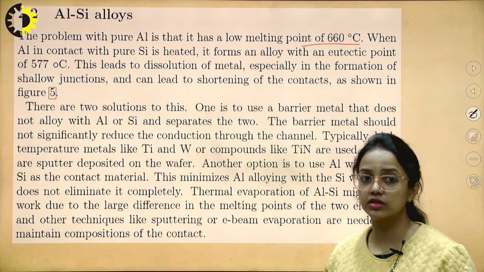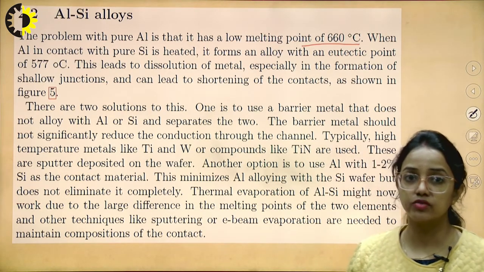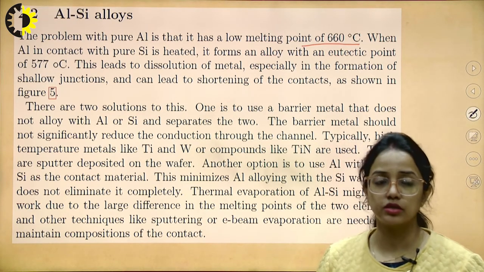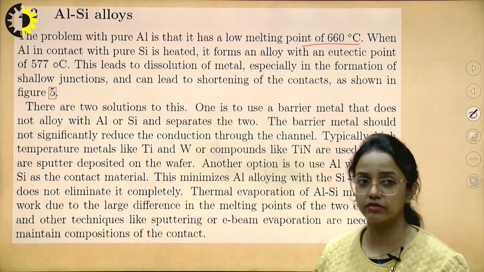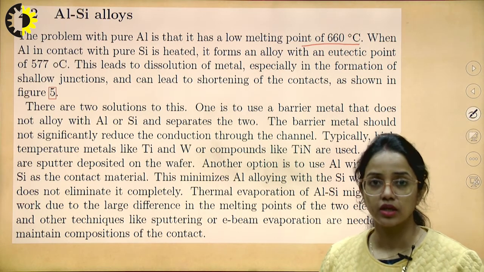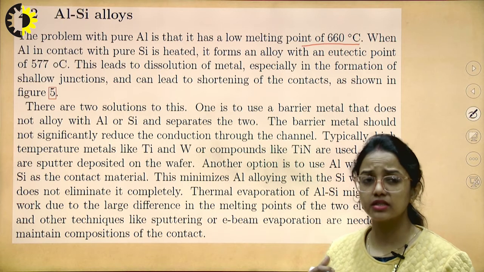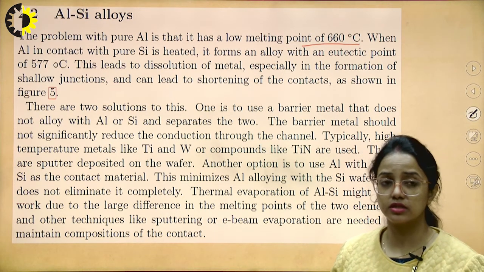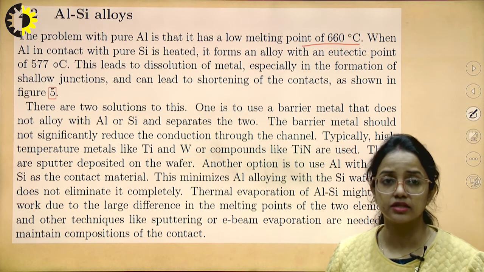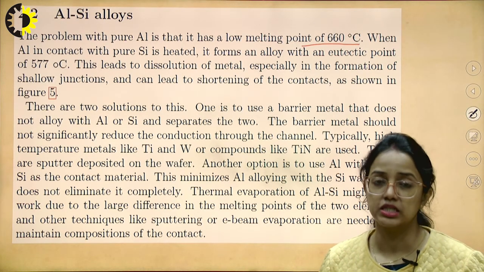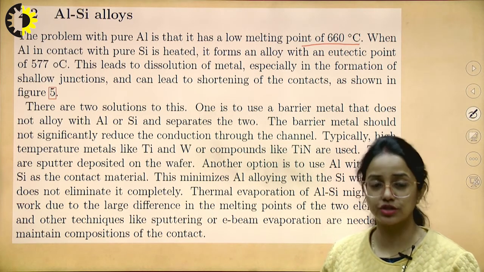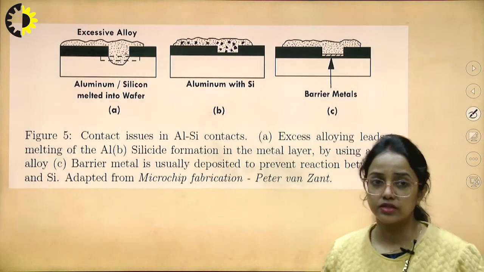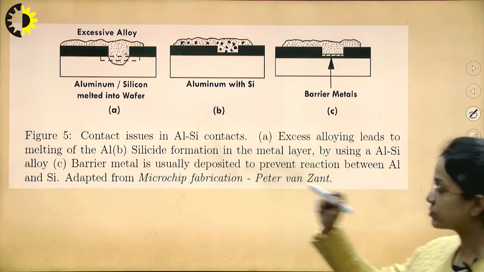Aluminium in contact with pure silicon is heated. It forms an alloy with a eutectic point of 577 degrees Celsius. So this is a eutectic process in which the temperature is 577 degrees Celsius. This leads to dissolution of metal, especially in the form of shallow junctions, and leads to shortening of contacts as shown in figure 5.